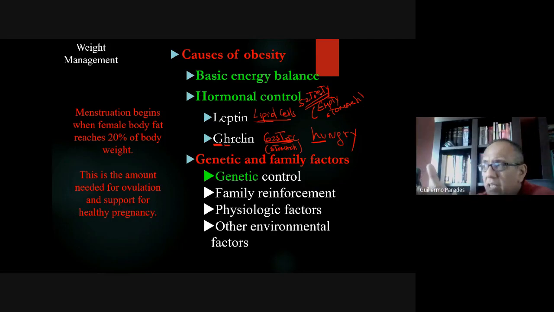What is the average menarche in the United States? 12.7 years old. At 12, almost 13 years old, between 12 and 13 is the first menstrual period. We know that the little girl who is going to be a pubertal adolescent needs to accumulate about 20% of the whole body weight as fat. Before that, the menstrual period is not going to happen. So that means that the fat has some role in regulating the menstrual hormonal changes, right? Okay, all right.